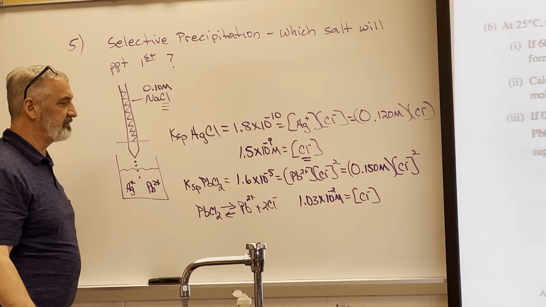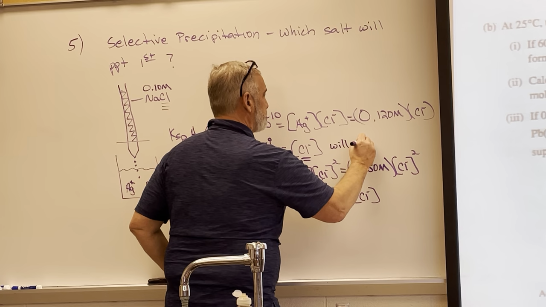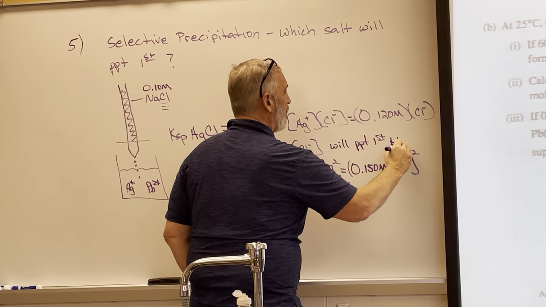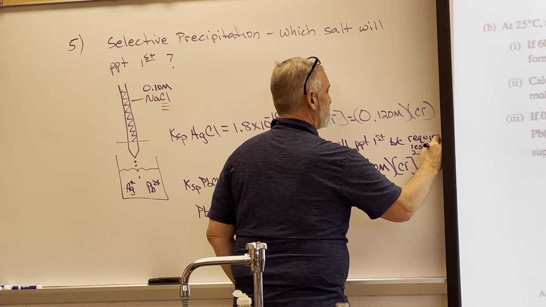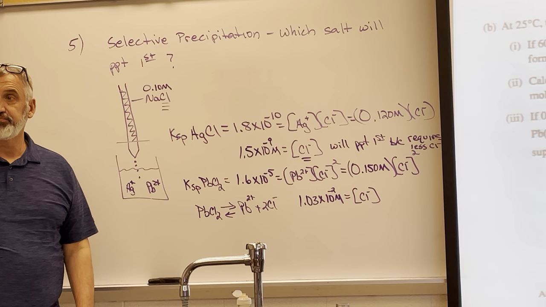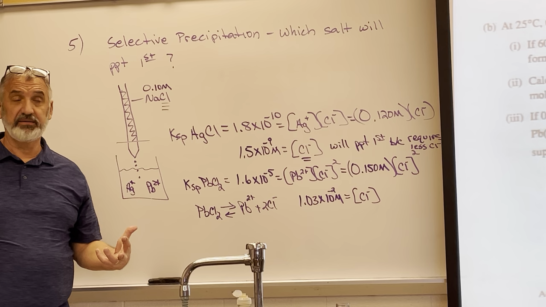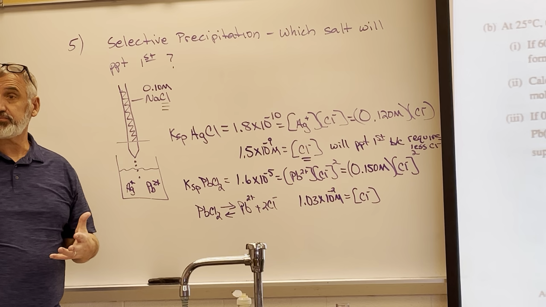Okay, so when I'm looking at this, this one's going to precipitate first because it requires less Cl minus. That's your answer. That's your justification. This is your math. Now, a second part of this. It's not on this particular problem, but on problems in the past: what is the concentration of the first ion to precipitate once the second ion begins to form? Once the second precipitate begins to form.